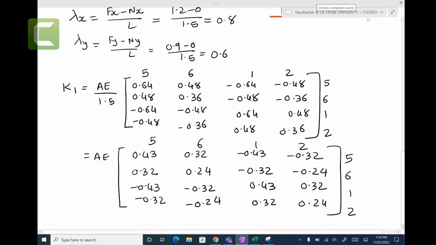I just divide the whole thing by 1.5 and make sure that these rows are the same as this one. This row is the same as this one. This chunk of numbers here is the same as this one. These numbers here are the same as this one. This is a symmetric matrix.